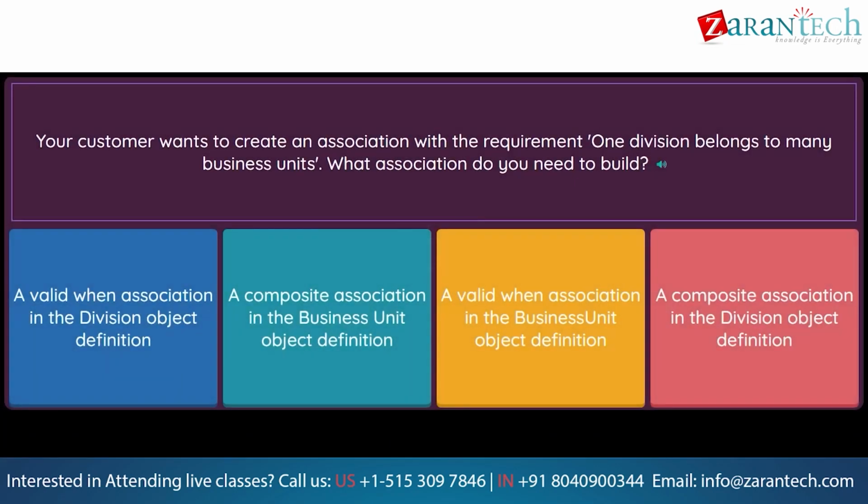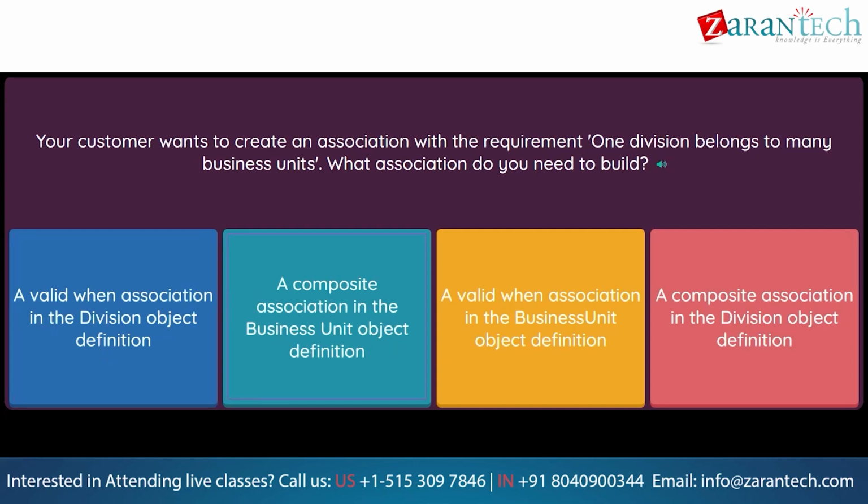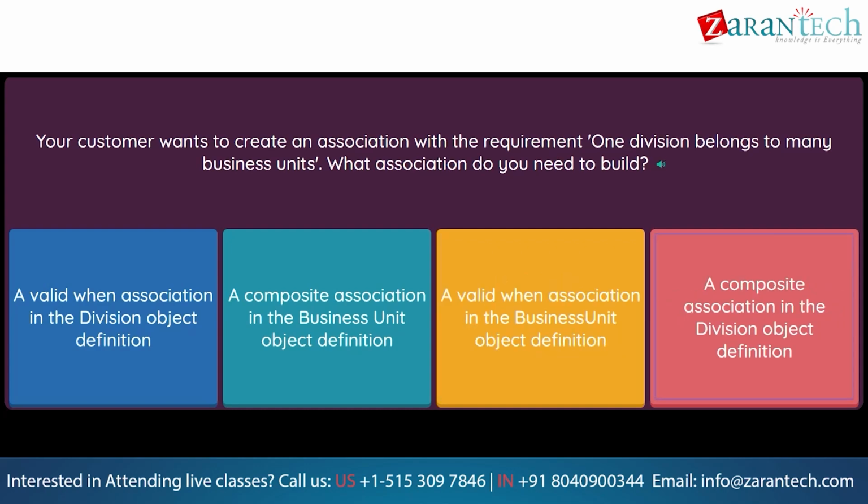Question: your customer wants to create an association with the requirement 'one division belongs to many business units'. What association do you need to build? Option 1 A valid when association in the division object definition. Option 2 A composite association in the business unit object definition. Option 3 A valid when association in the business unit object definition. Option 4 A composite association in the division object definition.